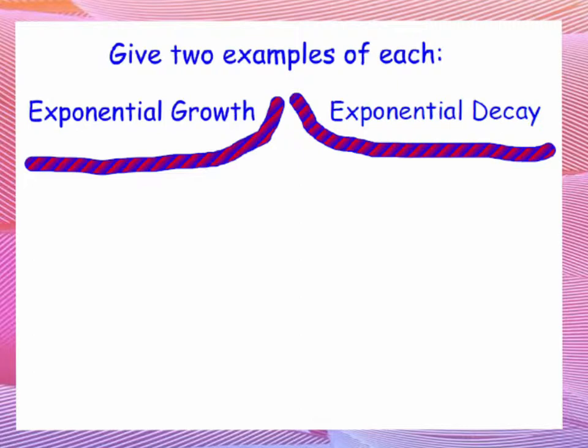Okay, now it's your turn to give 2 examples. Give me 2 examples of an exponential growth and exponential decay. And we're going to be able to share out in class the following day. So create 2 examples of exponential growth and 2 examples of exponential decay, and you will win a prize for sharing out your answer with the class. So extra credit opportunity here.